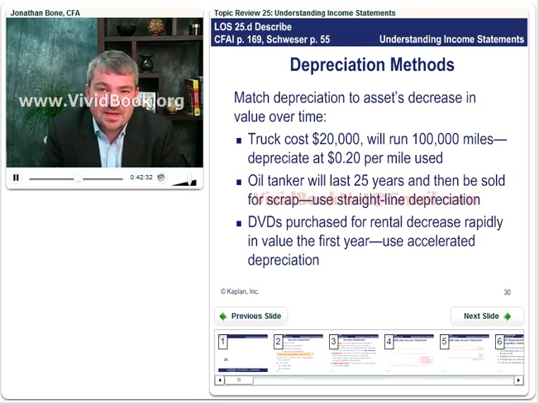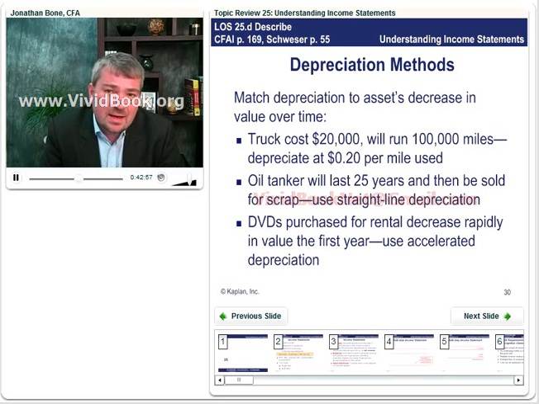DVDs. DVDs purchased for rental, well of course they're going to decrease in value very rapidly in the first year. Now, when a DVD is new and it's of a new film, of course, lots of people are going to want to rent it, so it's going to generate very high revenues. As the film gets older, of course, most people have seen it, and as a result, the rental revenues it's going to generate are going to fall.